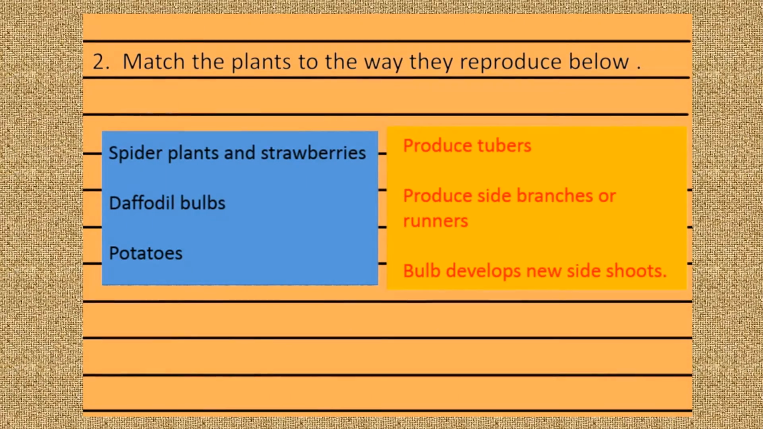So match the plants to the way that they reproduce below. Spider plants and strawberries, they produce the side branches or the runners. The daffodil bulbs, well obviously the clue is there, the bulb develops new side shoots underneath the ground. And potatoes, if they are left underneath the ground, they produce tubers, and then those tubers form new potatoes the following year.